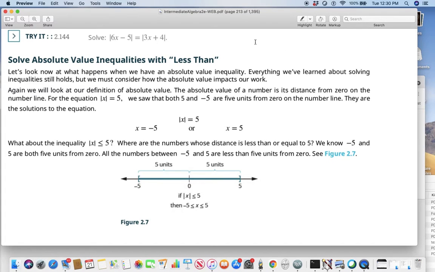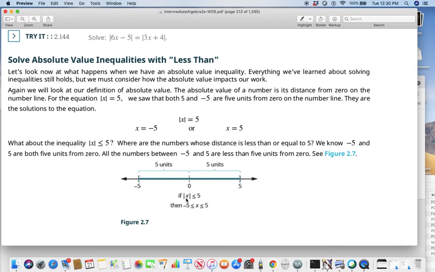Welcome back. Now we solve absolute value inequalities with less than. You see, what does it mean to say the absolute value of x is 5? That means the distance from 0 is 5. 5 has distance 5 and negative 5 has distance 5. So distance equal to 5 takes you to 5 or negative 5.